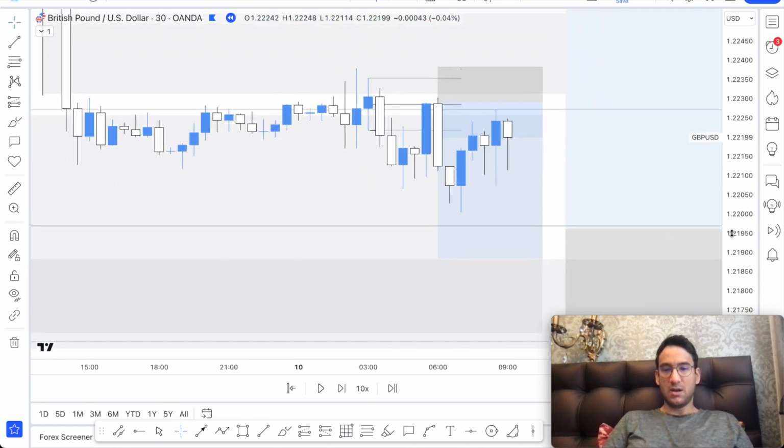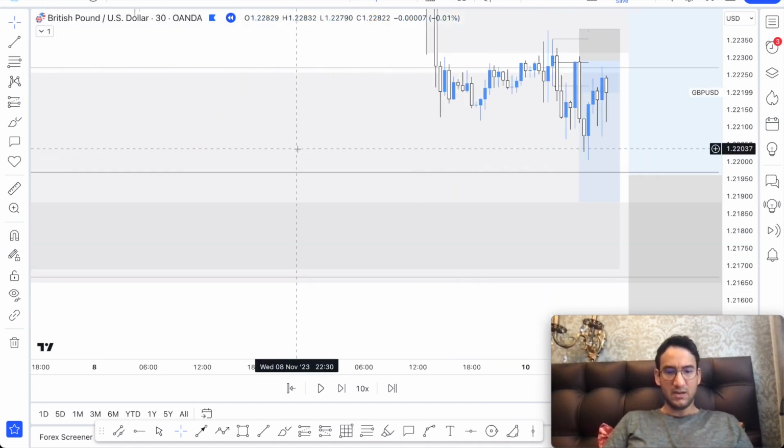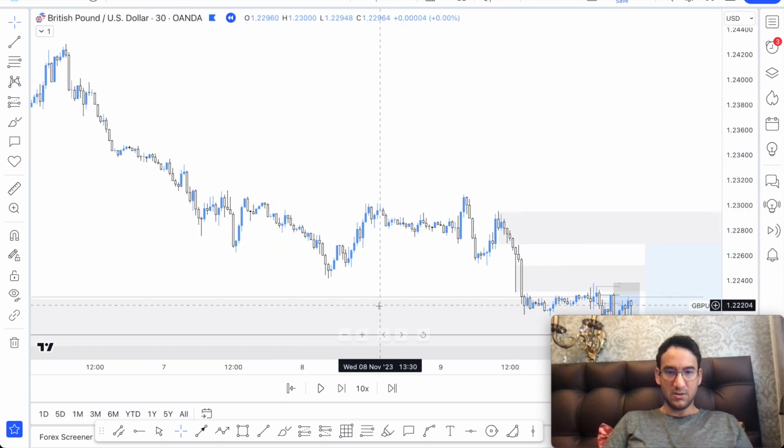Now, notice here, I'm targeting this zone here. Let me get rid of this big zone here, so we can see this better. There we go.